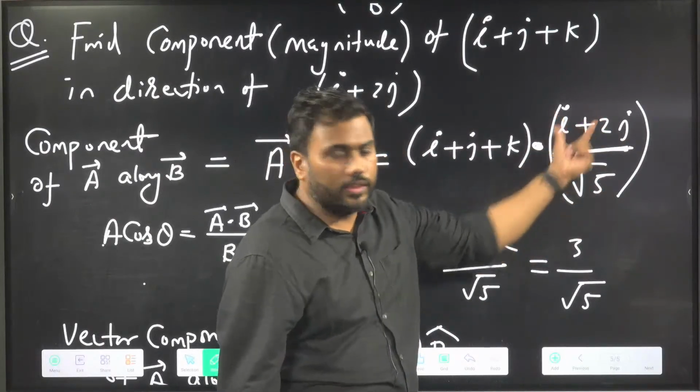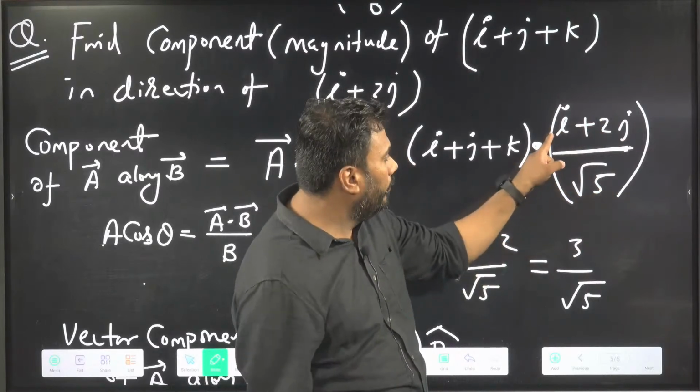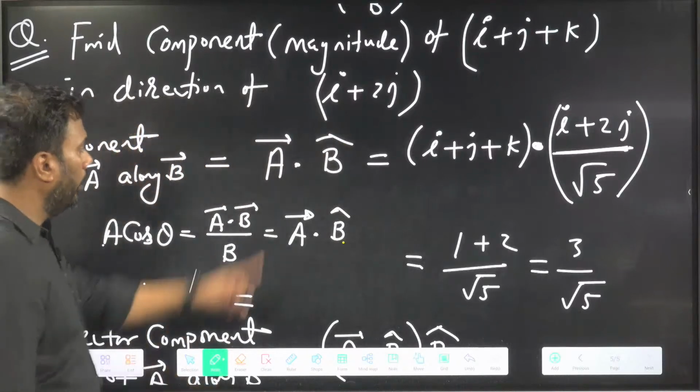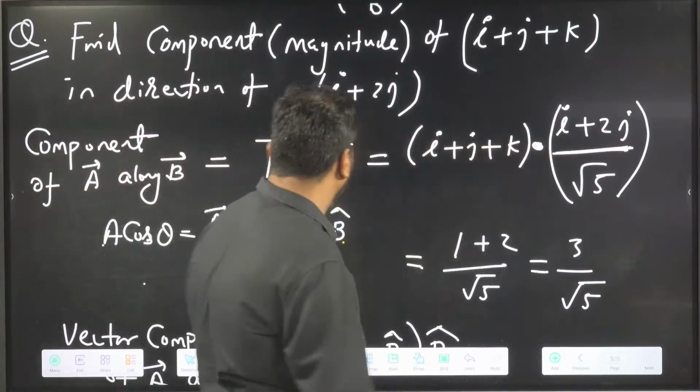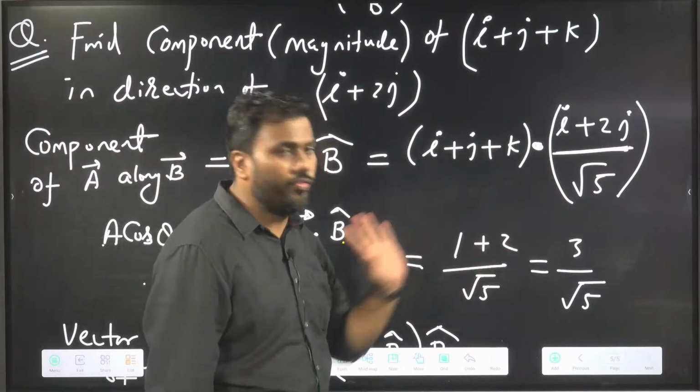What is the magnitude of I cap plus 2j cap? Root 5. How? 1 plus 2 square, root 5. Okay. So A vector dot B cap gives you the magnitude of the component. So the correct answer for the magnitude is 3 by root 5.